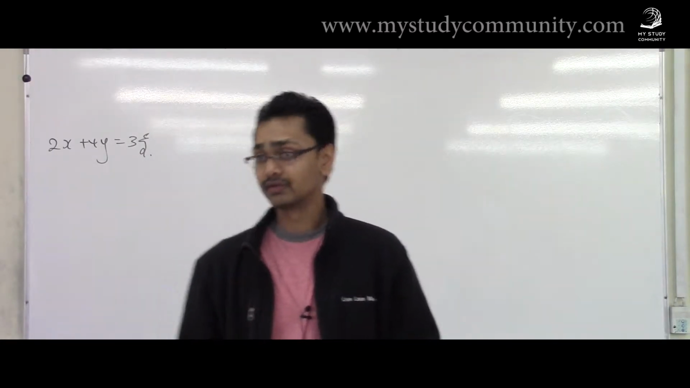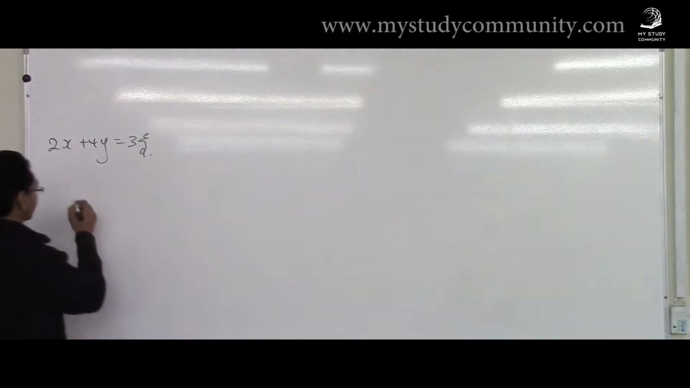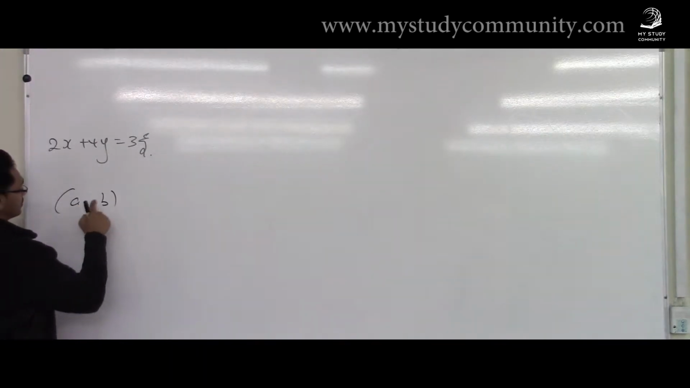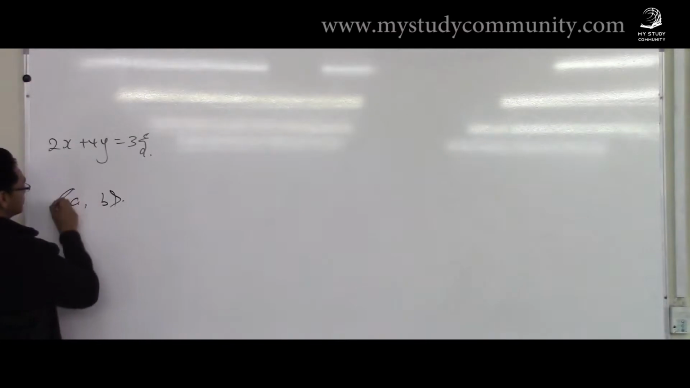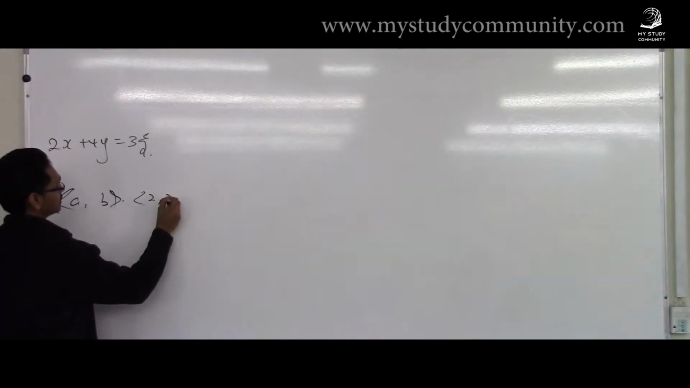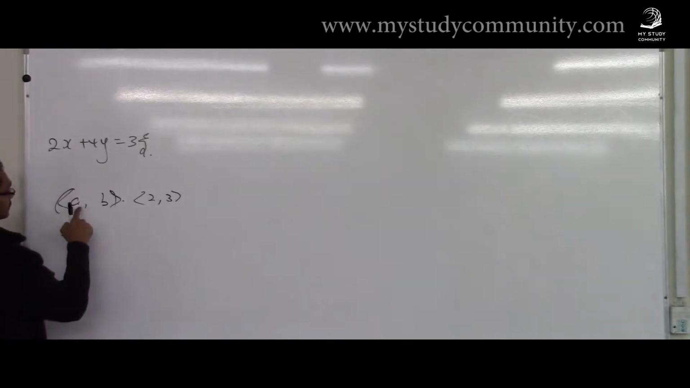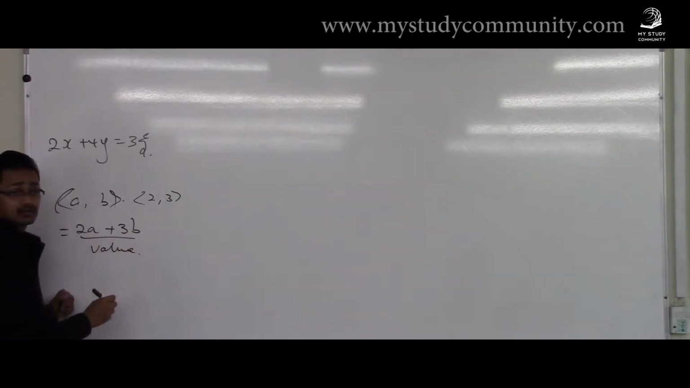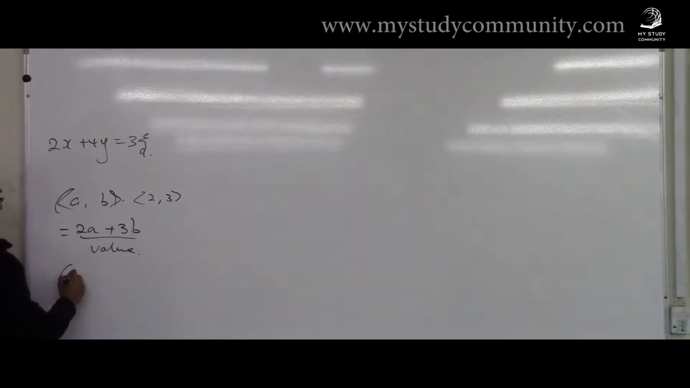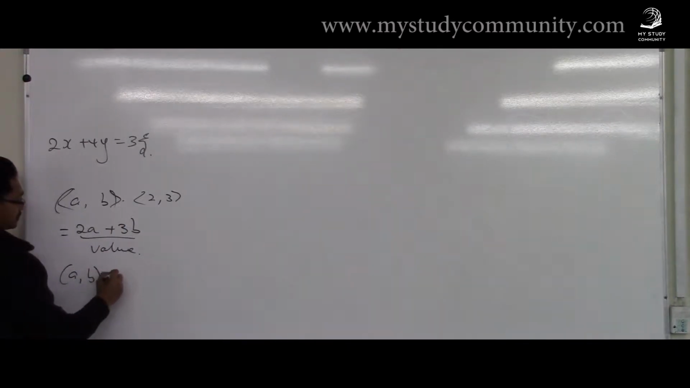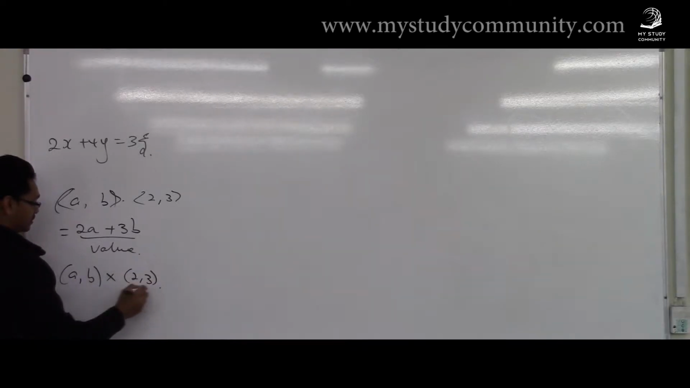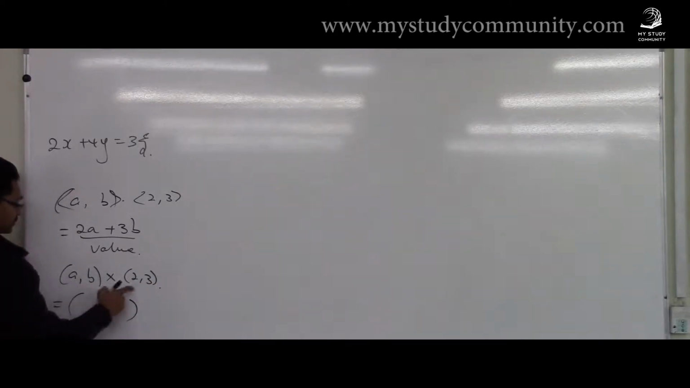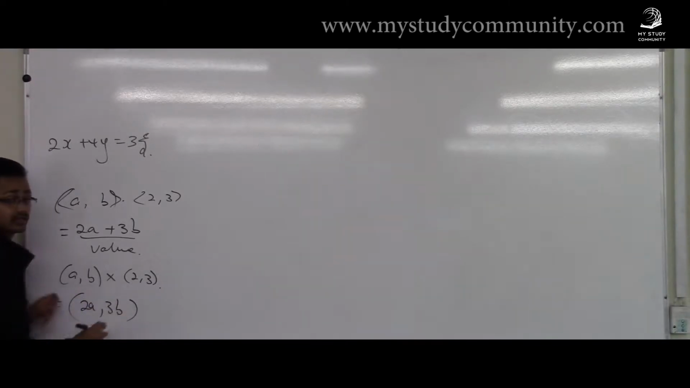Nice. Note that this is different from the normal dot product, right? Remember in vectors, if we have (a, b) dot (2, 3), this is 2a plus 3b, yes? But this is a value, this is a scalar, yes? Whereas here, we have (a, b) cross (2, 3). This gives the ordered pair (2a, 3b). You'll see the difference, right? Nice.